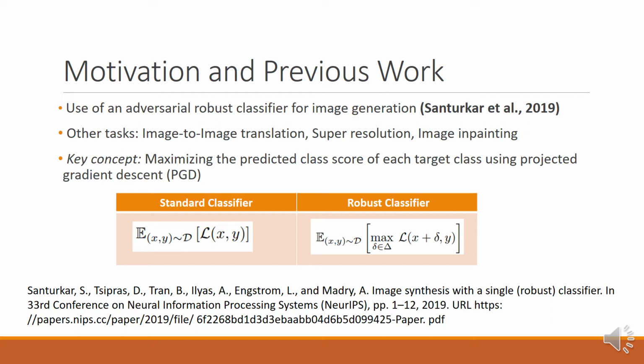Another idea proposed in the paper is controlling the input features by performing gradient descent on the model output. So the key concept used is maximizing the predicted class score of each target class using projected gradient descent, PGD, which is a type of gradient descent especially used in constraint optimization problems. Some of the tasks mentioned in the paper are realistic image generation, image-to-image translation, super resolution, and image inpainting.